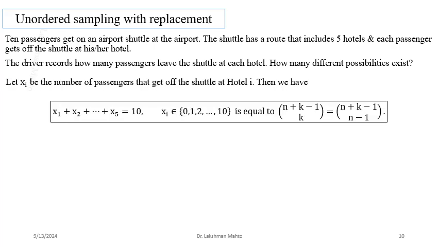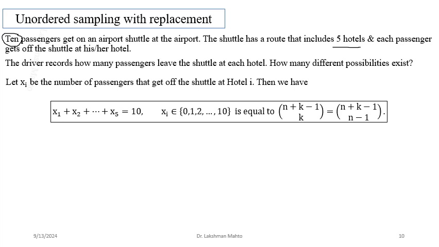So you will solve it like that. Here, what is k? K is the number of passengers, it is given to us. K is 10. How many hotels are there? 5 hotels. The distinct objects are 5. So you are placing those 10 people in these 5 things. So x1 plus x2 plus x3 plus up to x5 equal to 10. You do a partition of 10 into 5 objects. Each xi is taking a value from 0 to 10.